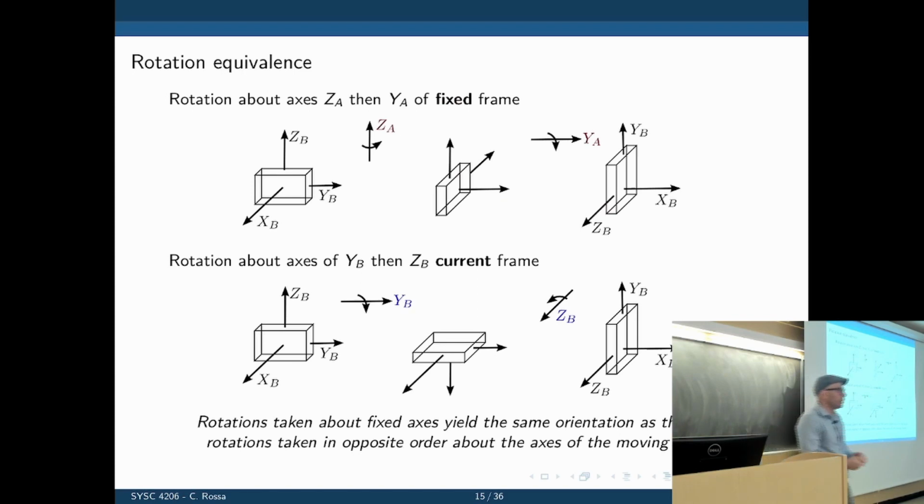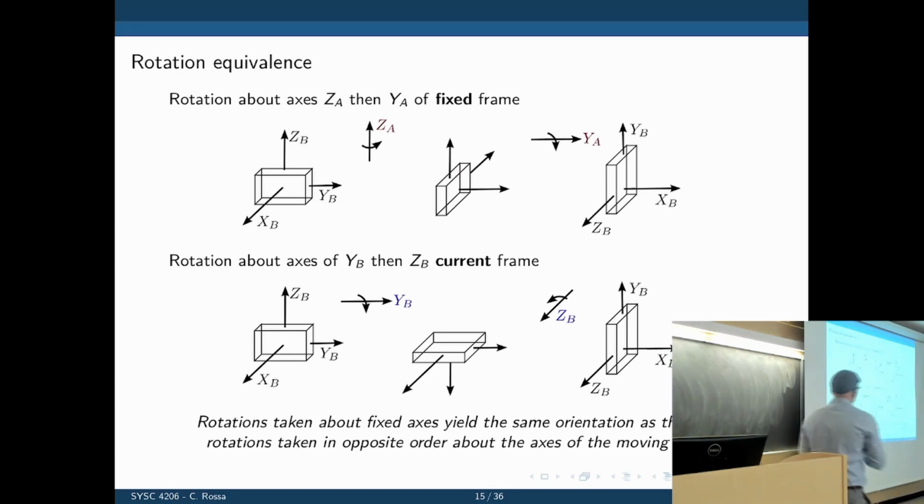Now let's do a magic trick here and take one set of those rotations as in the first example, where you rotate the frame first about Z, then about Y, about a fixed reference frame. So that's the first set: rotations about ZA, then YA with respect to a fixed reference frame. And then let's do the same exercise, but now take the moving, current reference frame and reverse the order of rotations. We're going to do YB and then ZB. And surprise, surprise, what happens? We end up in the same point.